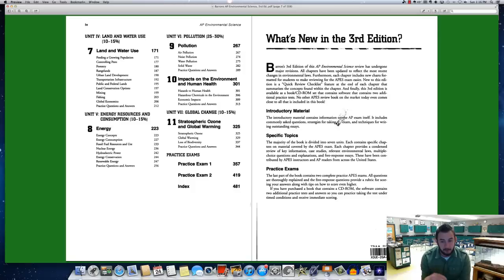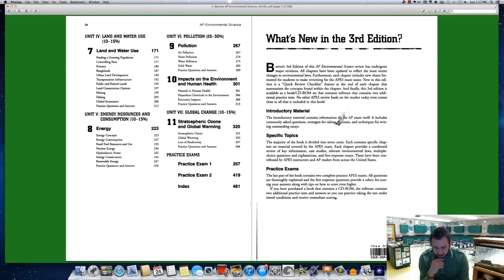You can use those in your FRQs, or free response questions, and they may also help you out with some of those multiple choice questions. Number 3 is thoroughly review chapters 9 and 10, the pollution and the impacts of the environment on human health. Because they're 25 to 30% of the exam, multiple choice questions that is, you definitely want to have a really, really solid knowledge of those 2 chapters.